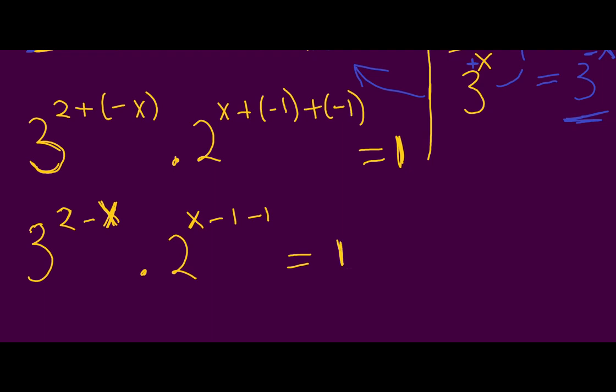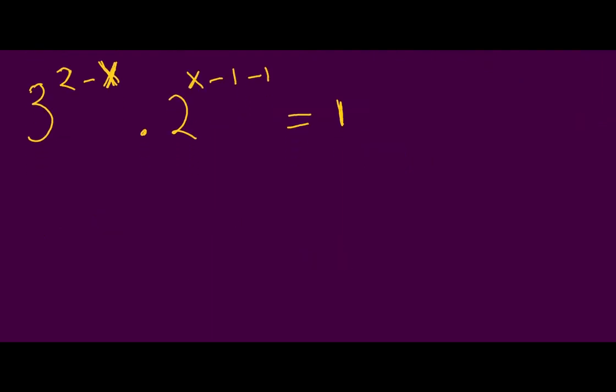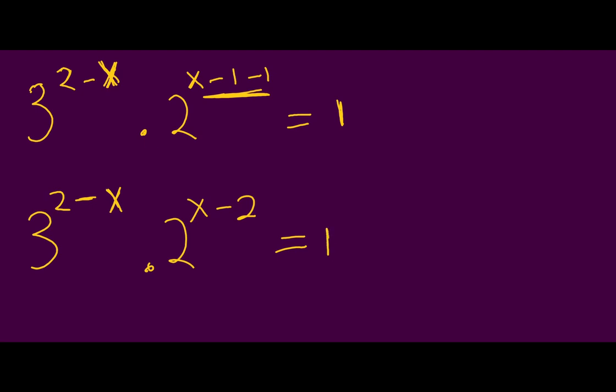Then the next step, we're going to add up this negative 1 too, because they have the same sign, they're going to be added. So it's going to be 2 minus x times 2x minus 2. All of this equals 1, right?